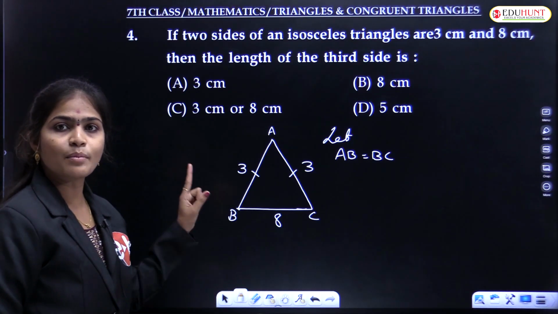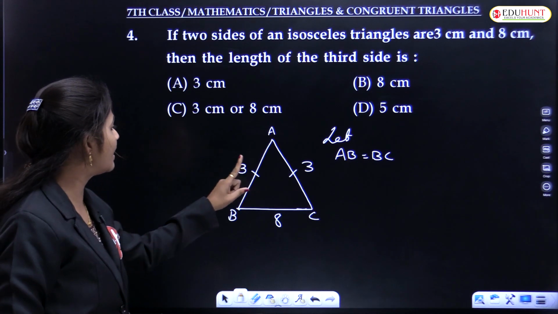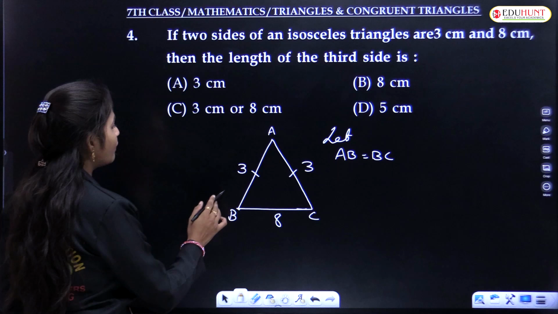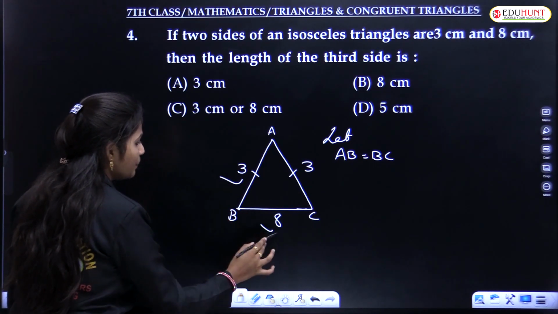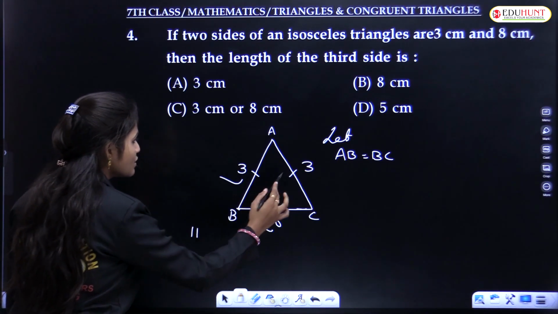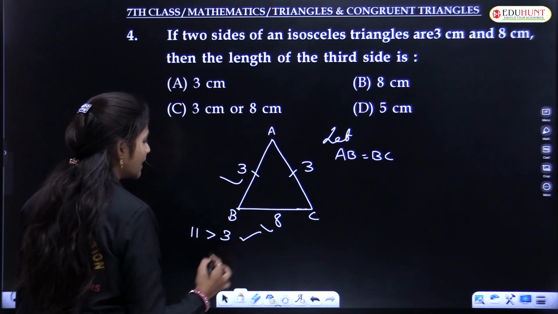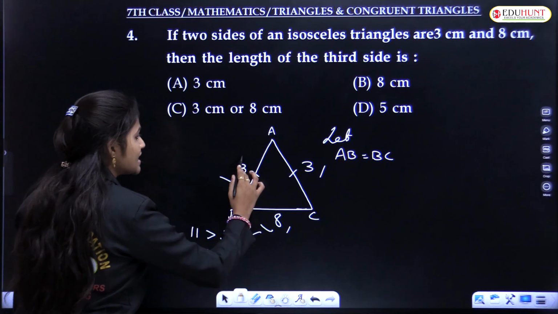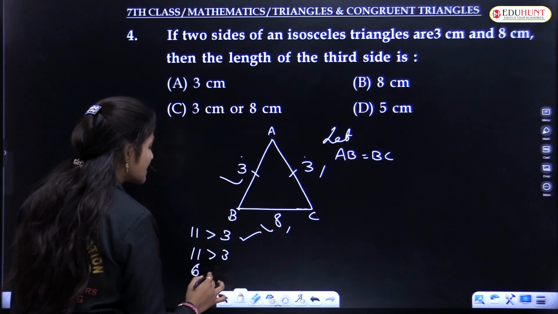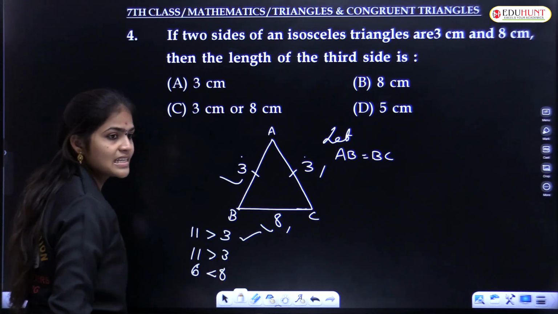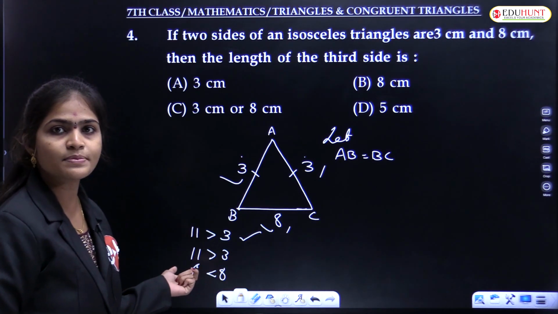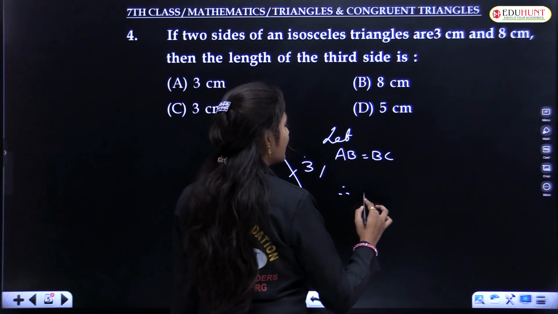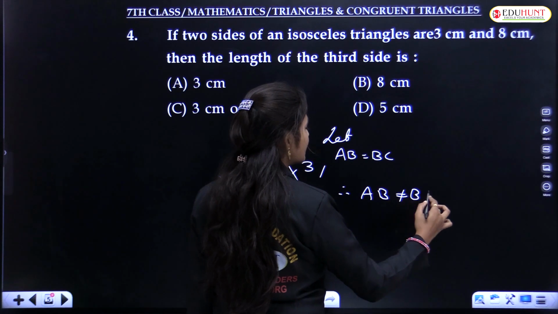So here we have one of the conditions. What is that? The sum of the lengths of any two sides of a triangle must be greater than the third side. So 3 plus 8 is 11, and 11 is greater than 3, satisfying. Next, 8 plus 3, again 11 is greater than 3, satisfying. Next, 3 plus 3 is 6, and 6 is less than 8. So it is not satisfying. Therefore, AB is not equal to BC.